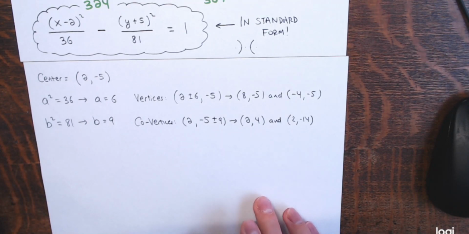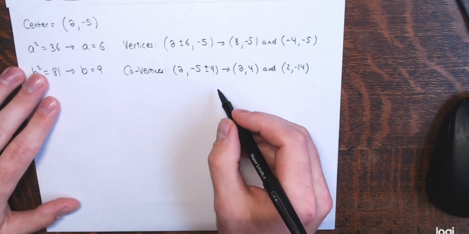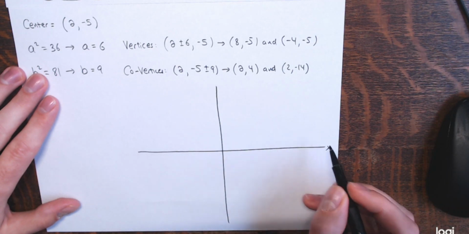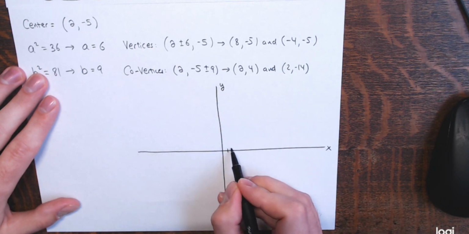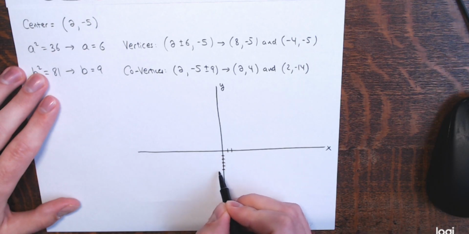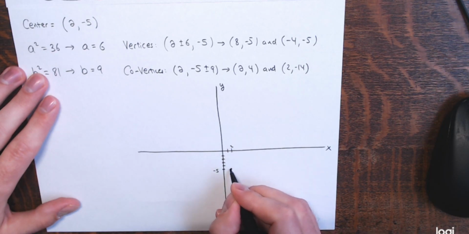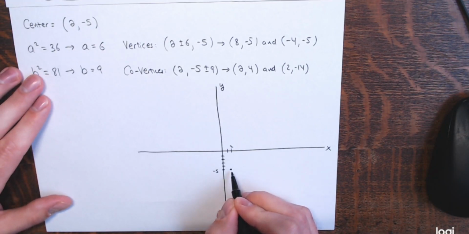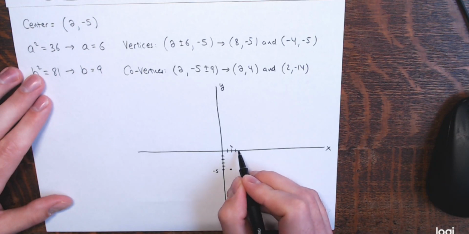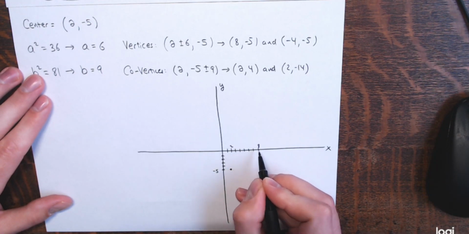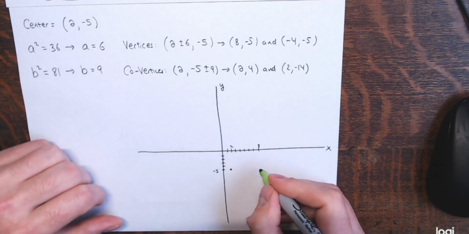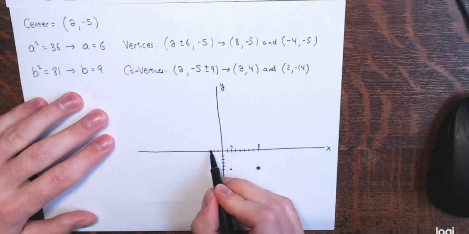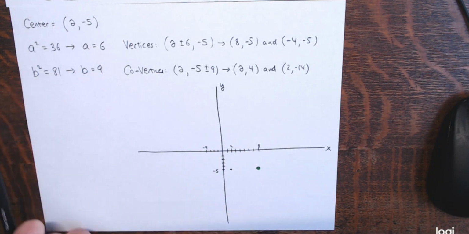And let me start drawing this actually. All right, so center at 2, negative 5. I'm going to make the spacing a little smaller this time. So there's the center. Then I go right 6, left 6 for the vertices. So there's 8, negative 5 for one vertex, and then negative 4, negative 5 for the other vertex.